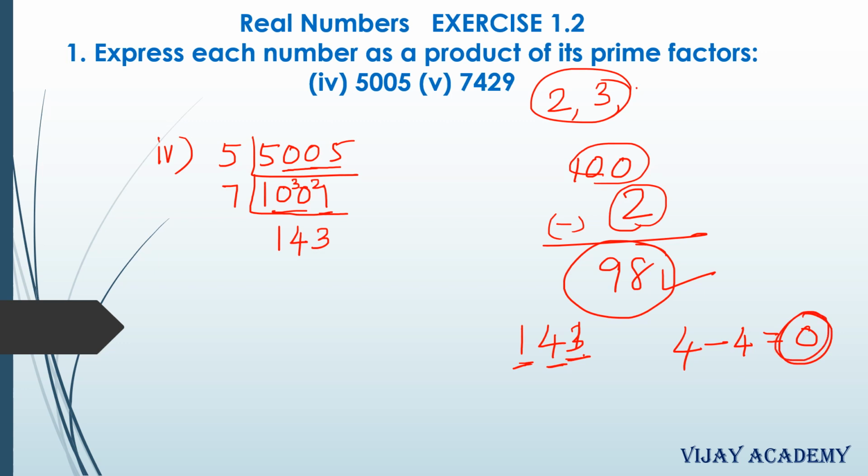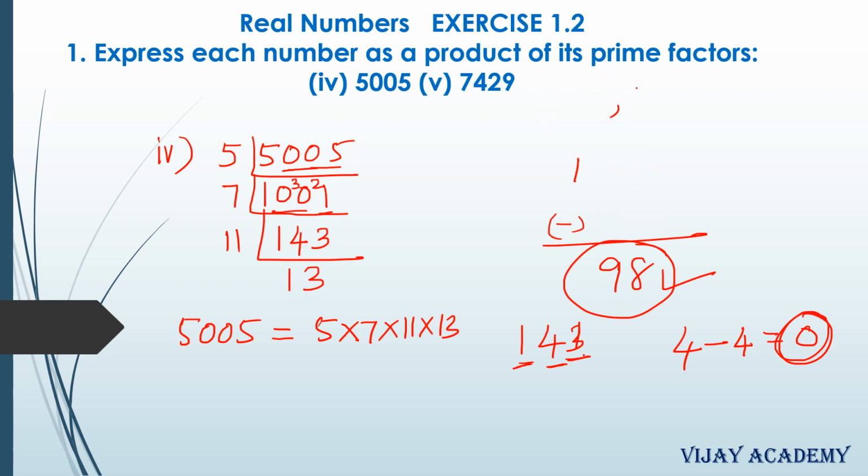So 143 is divisible by 11. Dividing this by 11, it is divisible 13 times. So we get the prime number 13. So the prime factorization of 5005 equals 5 into 7 into 11 into 13. So next we have the number 7429.